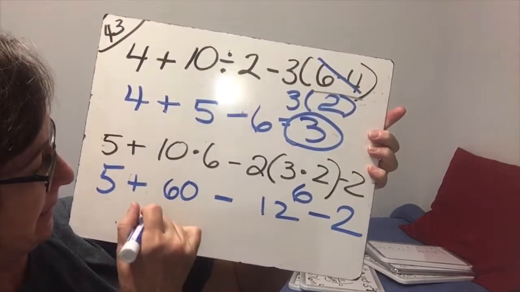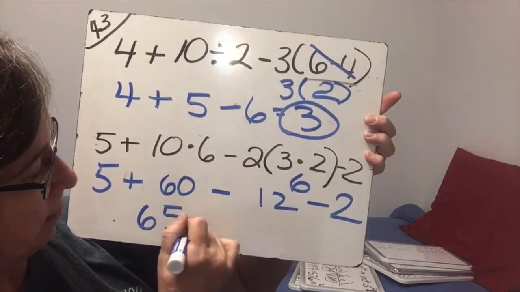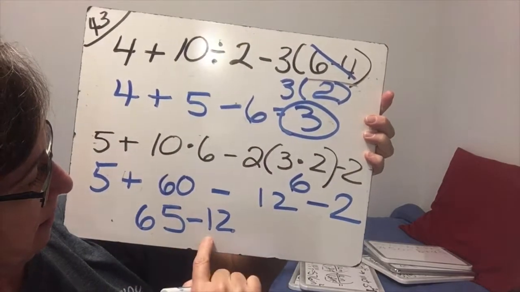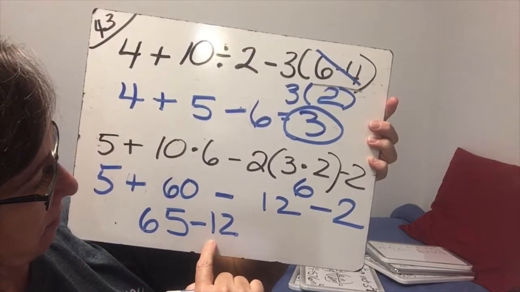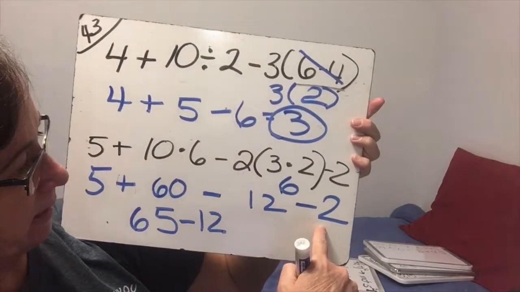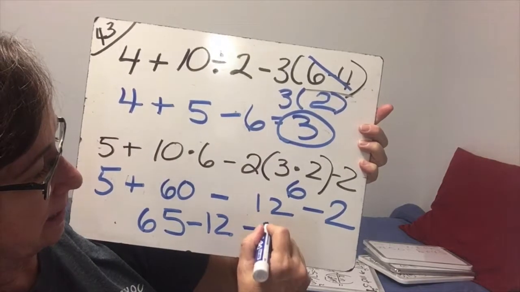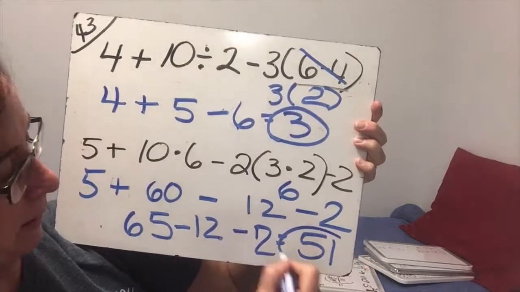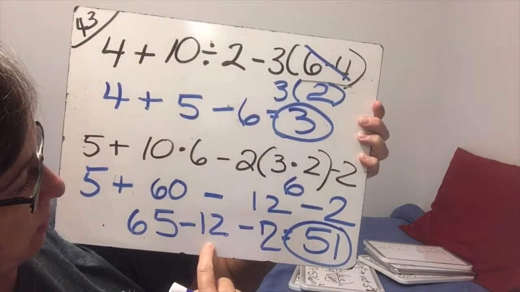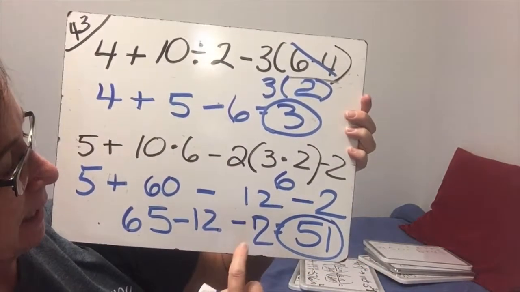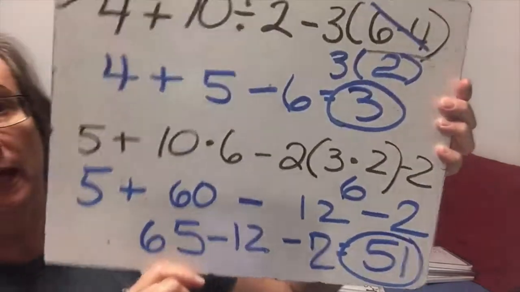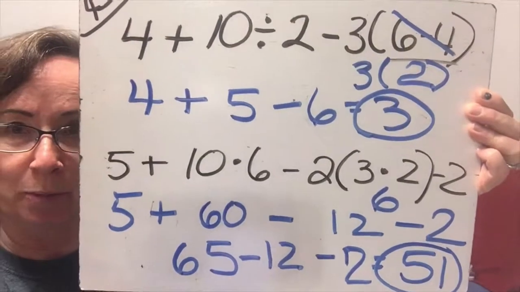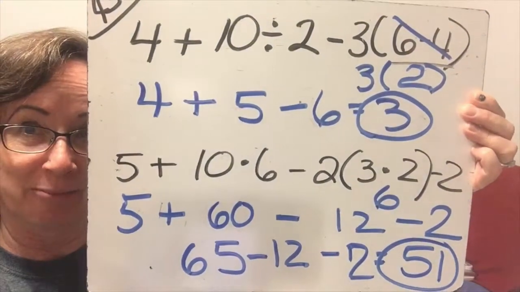5 plus 60 is 65. Minus 12 is 53. 53 take away 2 is 51. Okay, so that should be correct. 65 take away 12 is 53. Take away 2 is 51. And that is your first 2 examples or practices. Hopefully you got them right.